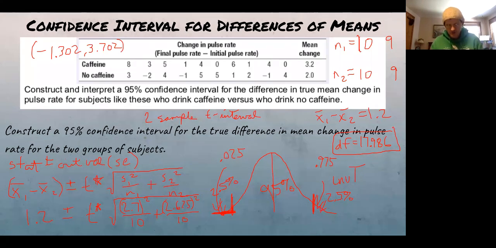The degrees of freedom is 17.986, which gives me a critical value finally of, you can ignore the negative, 2.101.